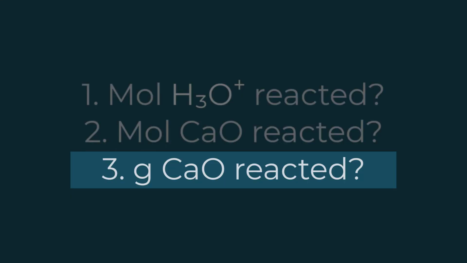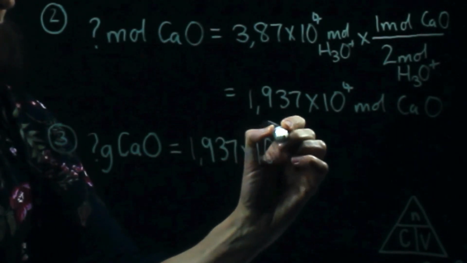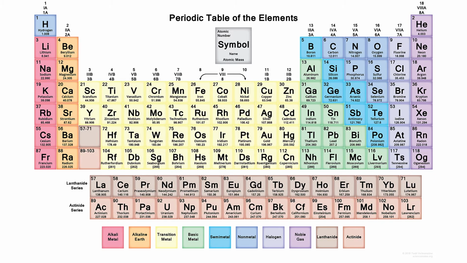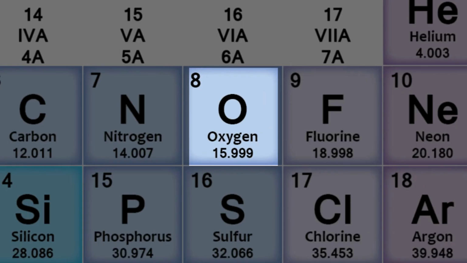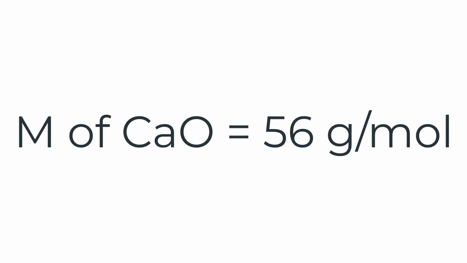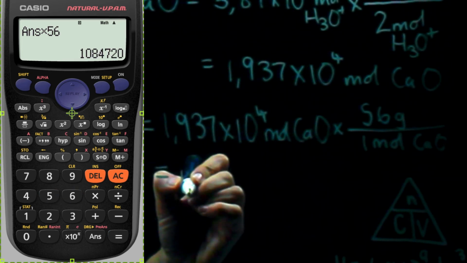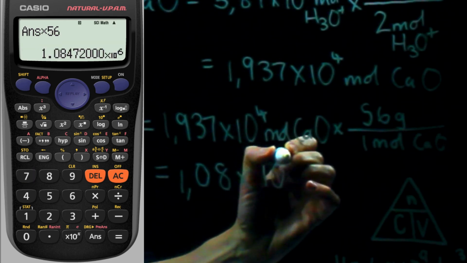So the next question is, we want to know how many grams 1.937 times 10 to the power 4 moles of calcium oxide is. We go to the periodic table to find out the molar mass of calcium oxide. Calcium, 40 grams per mole, oxygen, 16 grams per mole. 56 grams is the mass of 1 mole of calcium oxide. And so let's do that. We still have that on the calculator. Multiplied by 56 is equal to 1.08 times 10 to the power 6 grams.